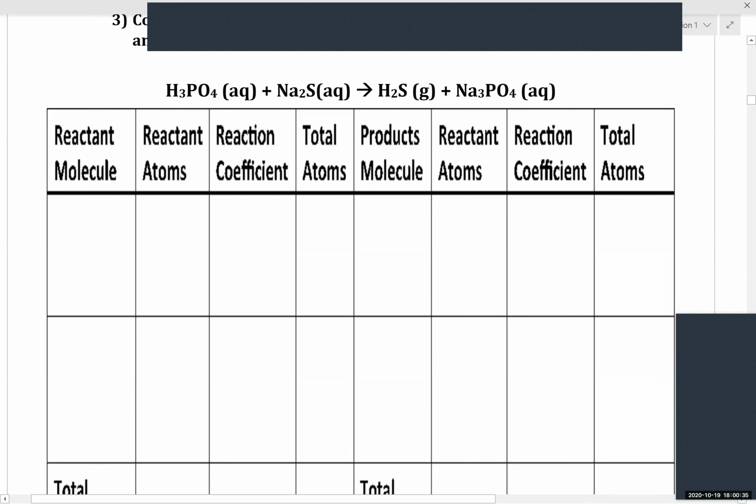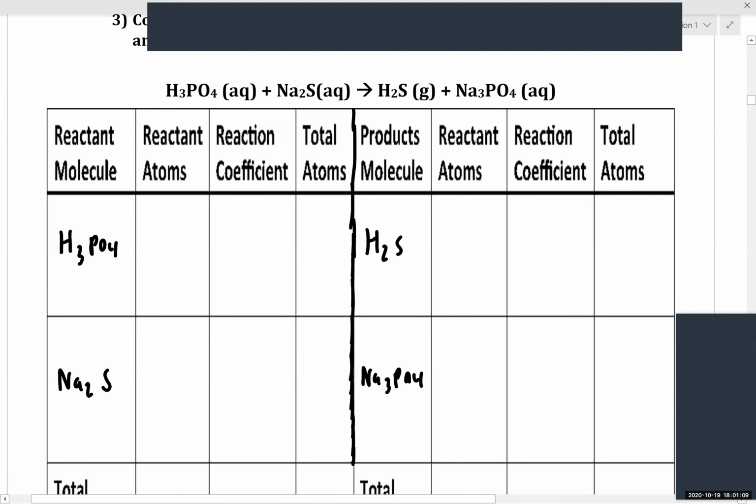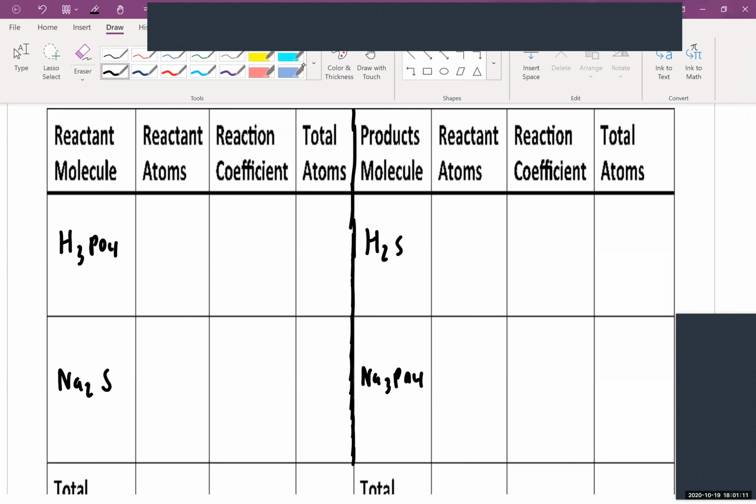So on the left-hand side, I'm going to write out my reactant molecules. So I have phosphoric acid and sodium sulfide. Wonderful, okay? For my products, I'm going to write out my products, which are hydrogen sulfide and sodium phosphate. So now that I've filled in that portion of the table, I'm just drawing this dark vertical line to separate my reactants and products. Now what I'm going to do is I'm just going to count the atoms.